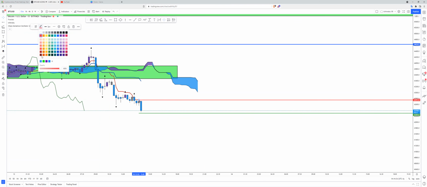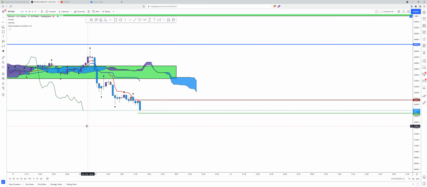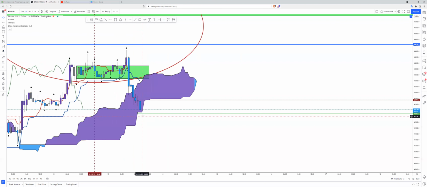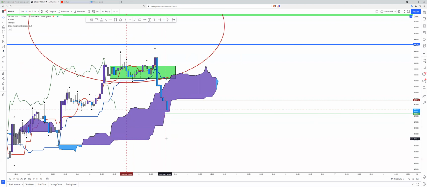So it'd be something like this. Entry would be at 42,303. Stop loss will be at 42,751. Only reason why I wouldn't, me personally, if I'm trading this for the 15-minute time frame, I would only trade it for a little bit. I wouldn't trade this for a long-term hold.